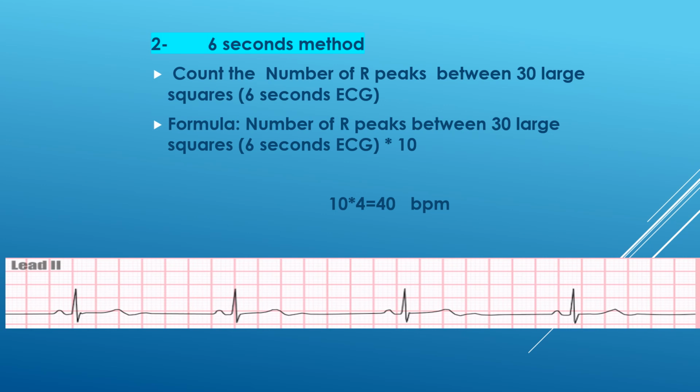So what you have to do is, in these 30 large boxes, count how many R waves, R peaks, there are. Count that number and multiply by 10. So here you can see there are 30 large boxes, and between that there are 4 R peaks: 1, 2, 3 and 4. Multiply with 10, which is constant. So 10 multiplied by 4, here the heart rate is 40. As you can see, it is bradycardia here, because the heart rate is less than 60.